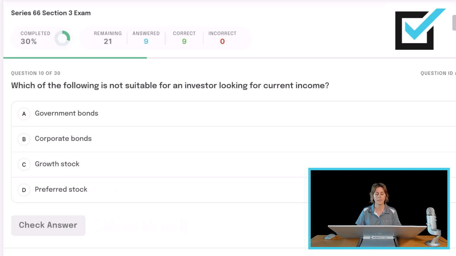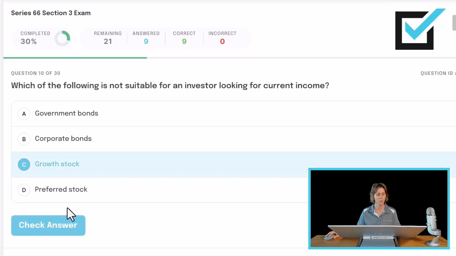Which of the following is not suitable for an investor looking for current income? Government bonds has some income. Corporate bonds has some income. Growth stock pays low to no dividends, has low to no income. Or preferred stock. Preferred stock has a fixed dividend rate. So not suitable for someone looking for current income would be growth stock. Their investment objective would be appreciation.